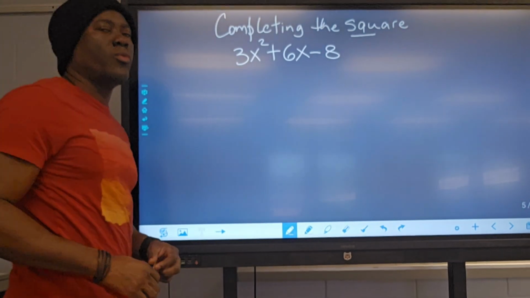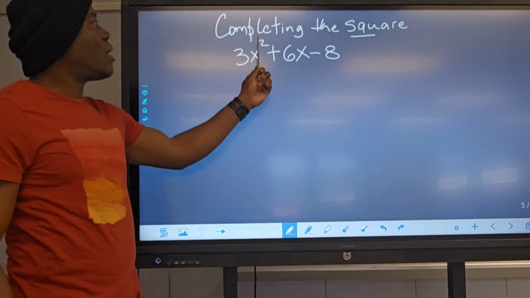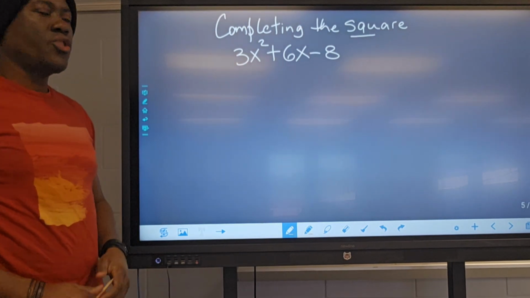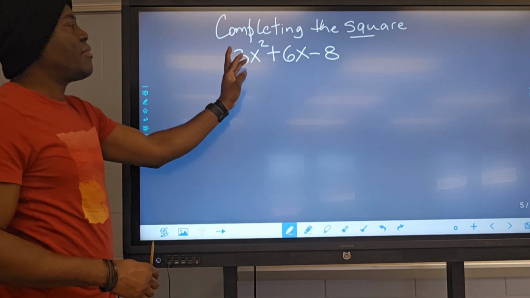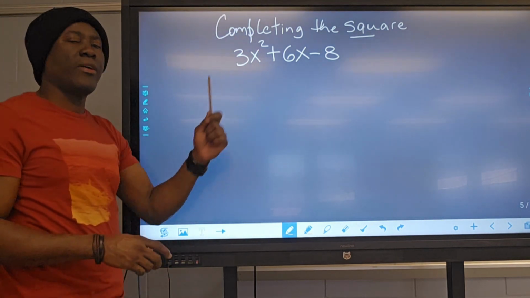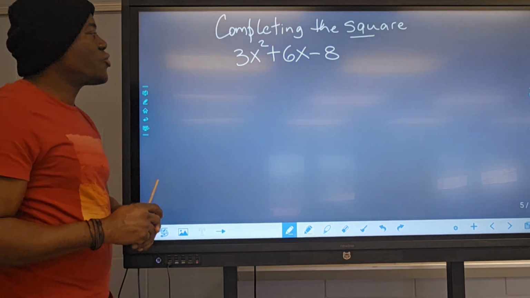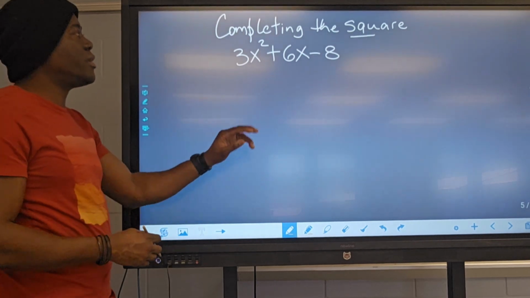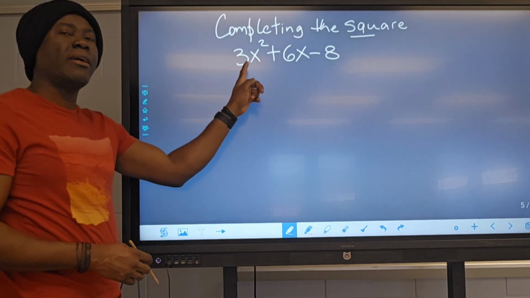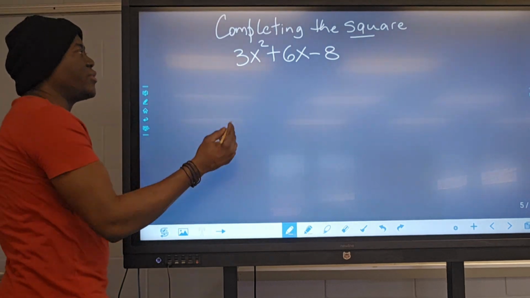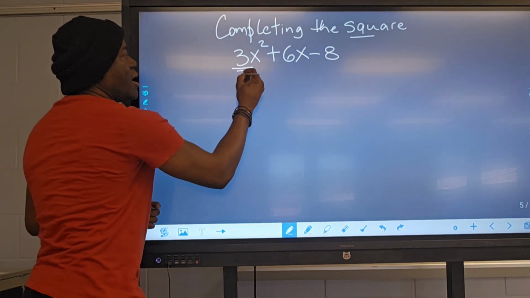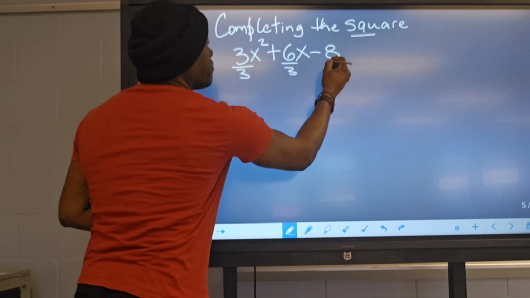Okay, in this video, what we want to do is complete this square here. Most times when you're completing the square, it's way easier to make sure that the coefficient of the square of x is 1. So with that said, I'm going to divide throughout by 3 so that the coefficient of x squared is 1. So my first step is to divide throughout by 3.